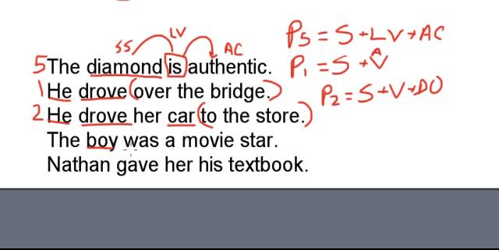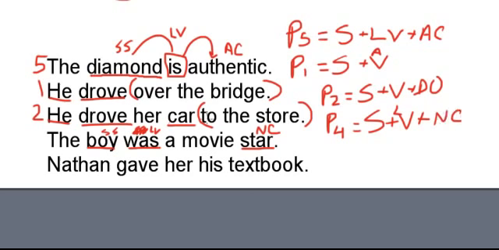The next sentence. Boy was star. Okay, subject. What the subject is being or doing. It's a linking verb. Star. And star is a noun, so this is a noun complement. So P4, subject plus linking verb plus noun complement. That's number 4.